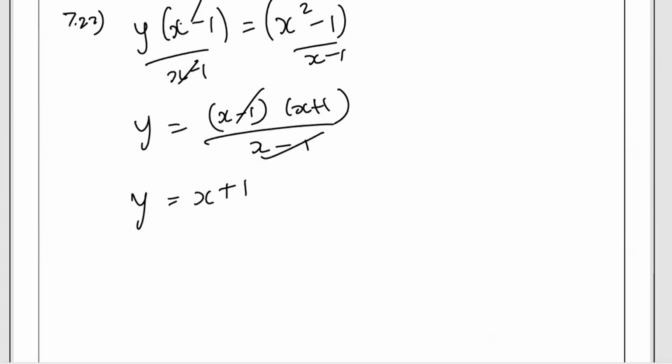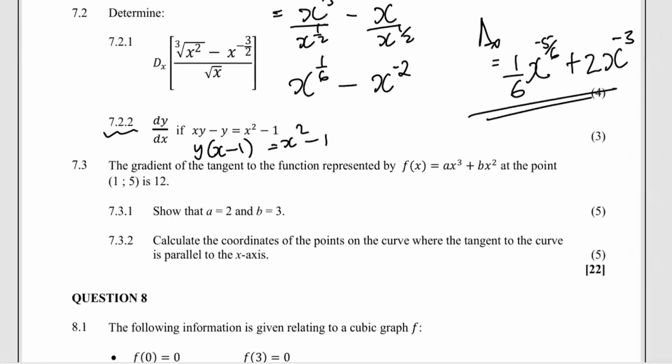Now we need to find the derivative. So our dy/dx is going to be just the 1. The derivative of a constant is always 0.